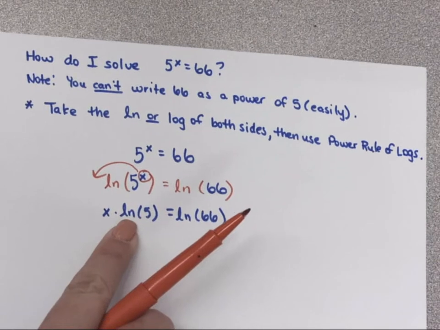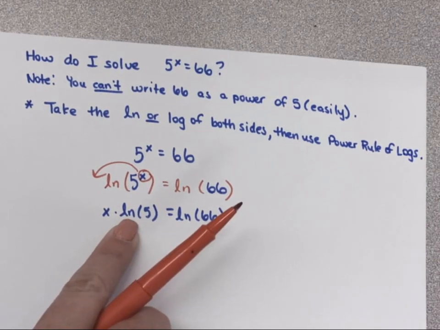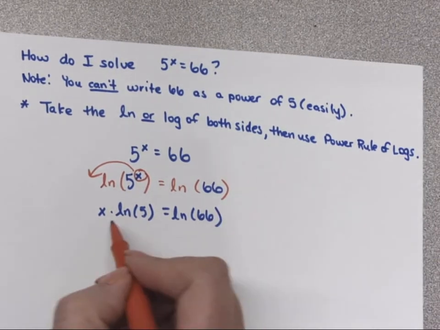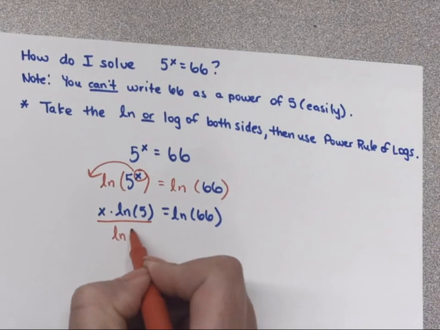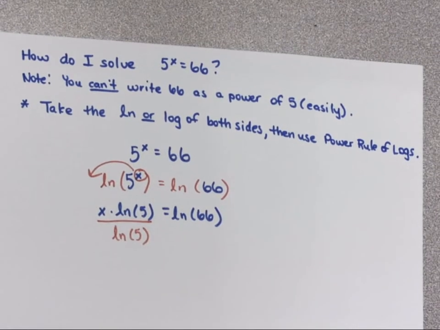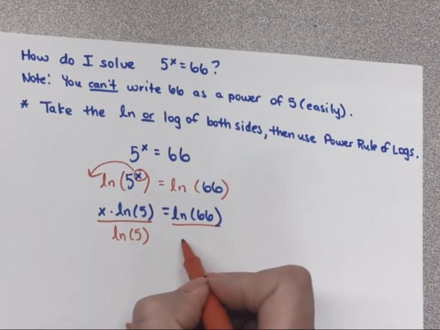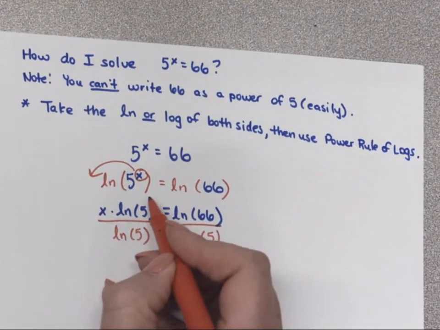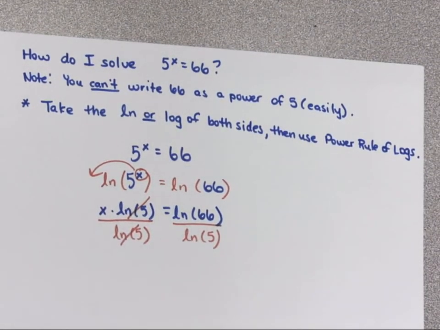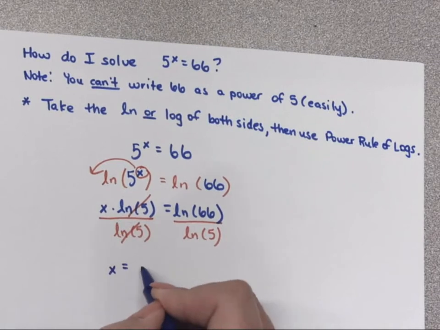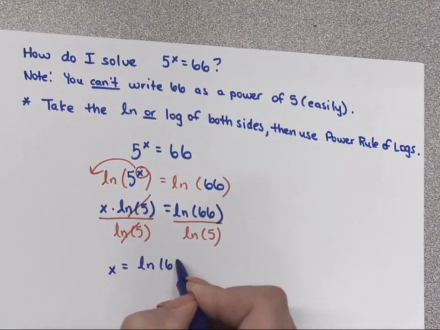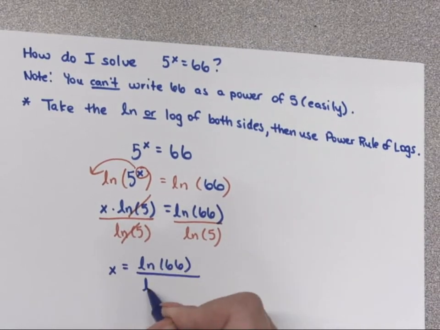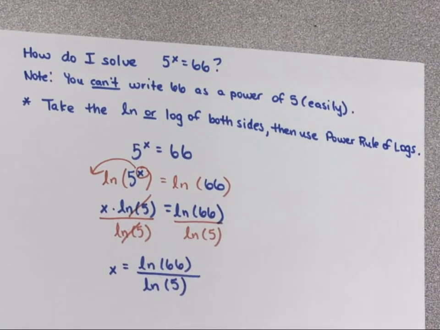If I'm multiplying by something I'd rather not be there, what's the opposite of multiplication? Division, right? So I'm just going to divide by what I don't want on the left, but I can't do that without also doing what? The same thing to the right. Okay, in algebra we have to do the same thing to both sides. So then notice we end up getting x equals natural log of 66 divided by natural log of 5.